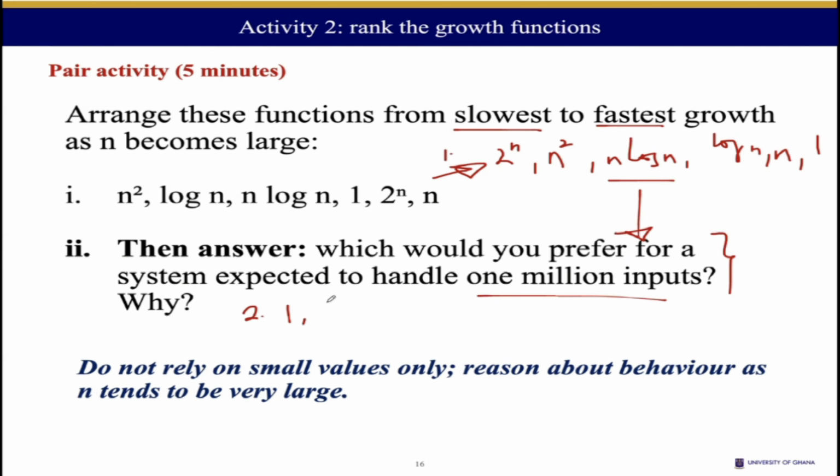After that, I'll go with n, and I'll go with n log n. After that, I'll go with n squared, and then 2 to the n, and I'll end with the fastest to be 2 exponent n. So which one do you prefer in your case to handle 1 million inputs? Please, I'll prefer n.